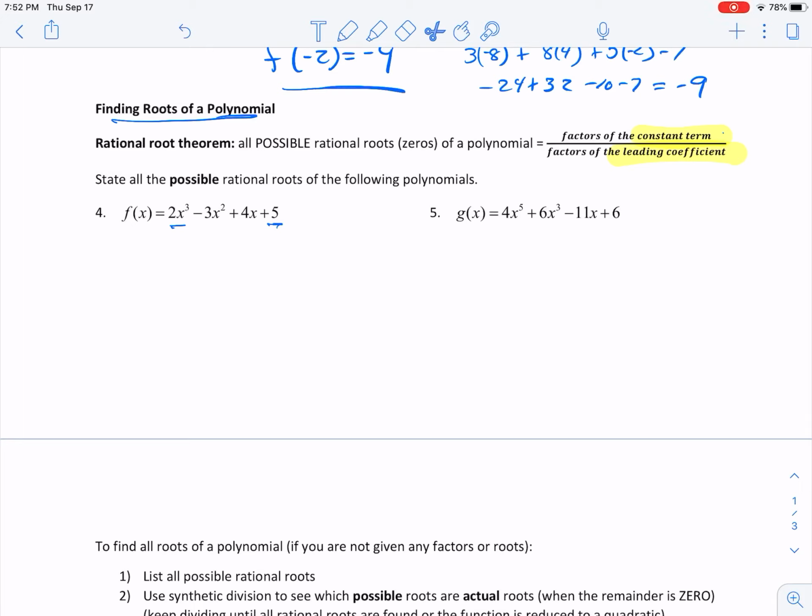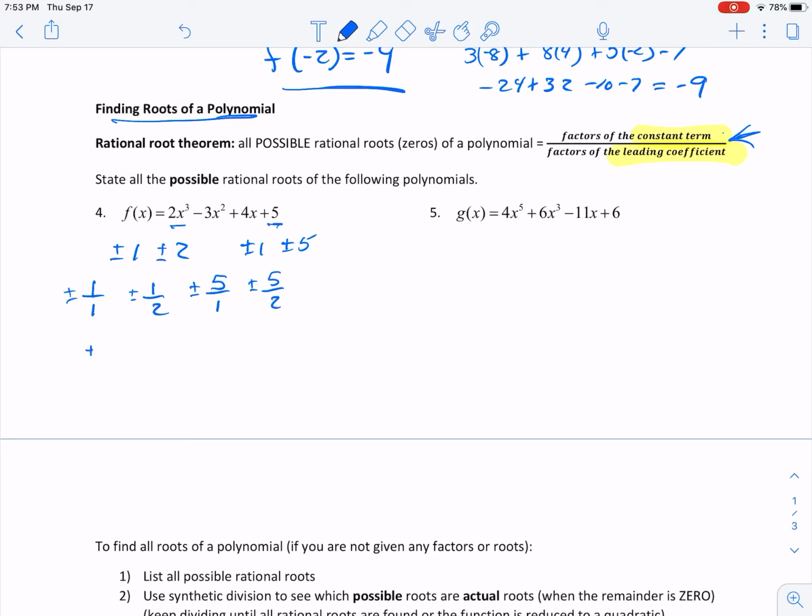All right, so here we are. The factors of 2 are 1 and 2. You put a plus or minus in front of them, because negative 1 times negative 2 is positive 2, and vice versa. The factors of 5 are plus or minus 1 and plus or minus 5. Now it tells us over here to take the constant divided by the leading coefficient. So 1 divided by 1, 1 divided by 2, 5 divided by 1, and 5 divided by 2. There's a plus and minus in front of every single one of them.